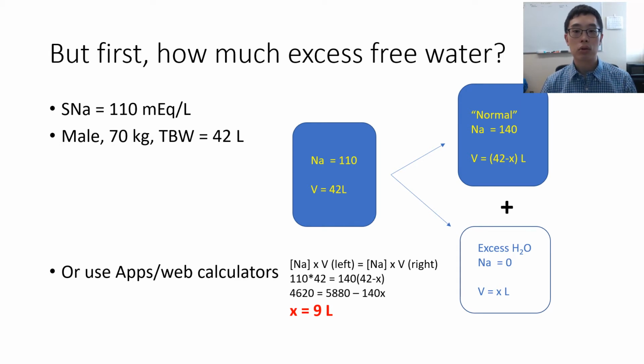In this case, the total sodium molecules on the left side is 110 milliequivalents times 42, which equals 4,620 sodium molecules. On the right side, our sodium molecules equals 140 milliequivalents per liter times 42 minus X. The free water has no sodium molecules and hence does not contribute any additional sodium molecules to our equation. If we do a little bit of algebra here, you will see that X equals 9 liters, meaning that our patient must get rid of 9 liters of free water in order to get his serum sodium back to normal levels.